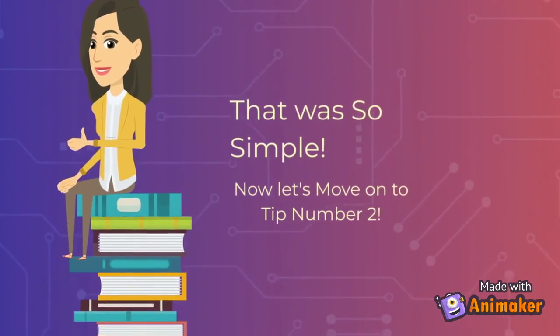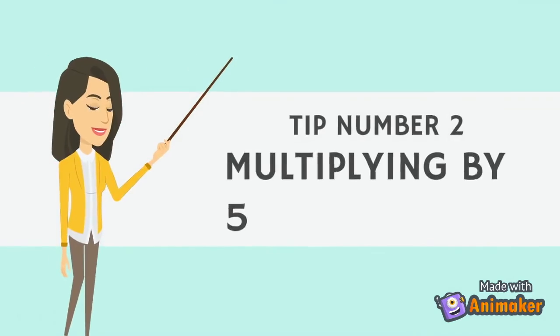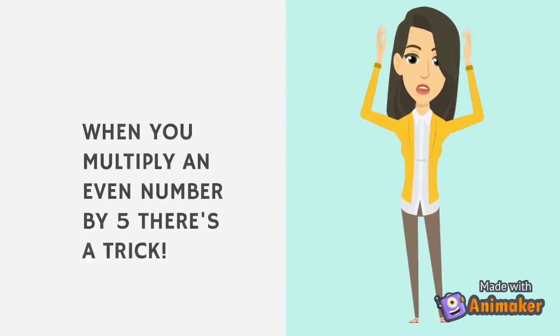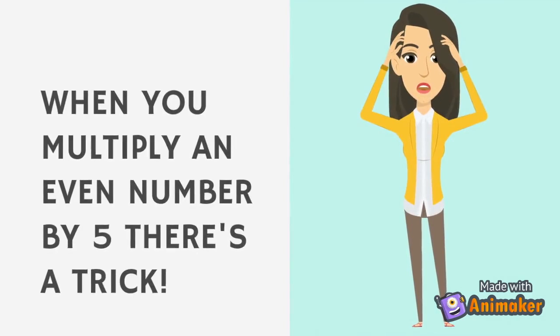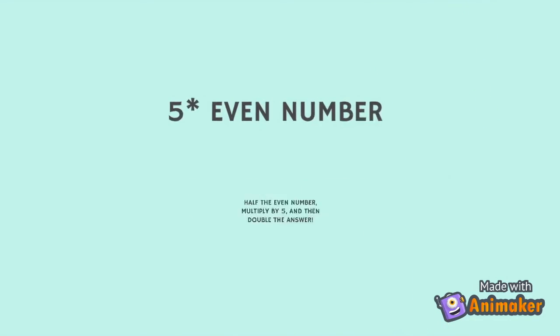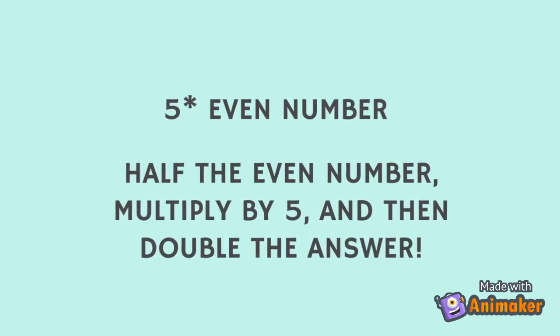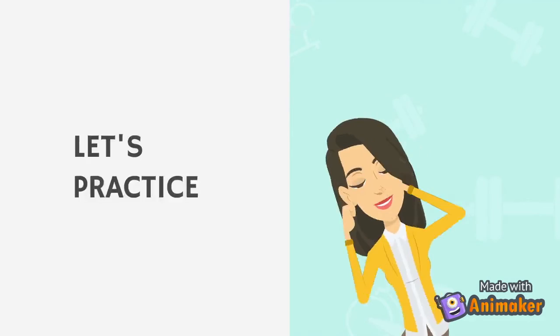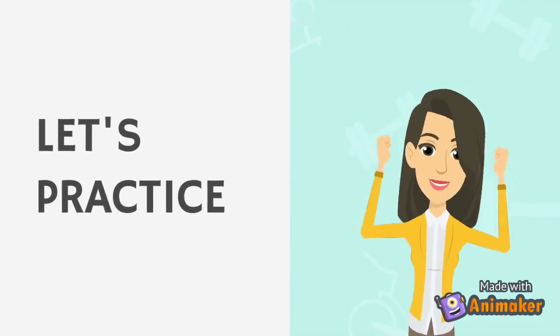That was so simple. Now let's move to tip number 2, multiplying by 5. When you multiply an even number by 5, there's a special trick that you can do. Half the even number and then multiply by 5 and then double your answer to get the 5 times the even number. Let's practice.